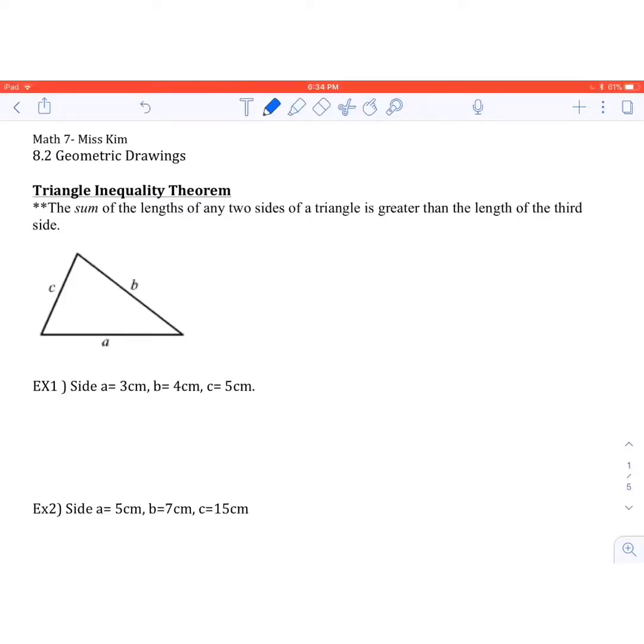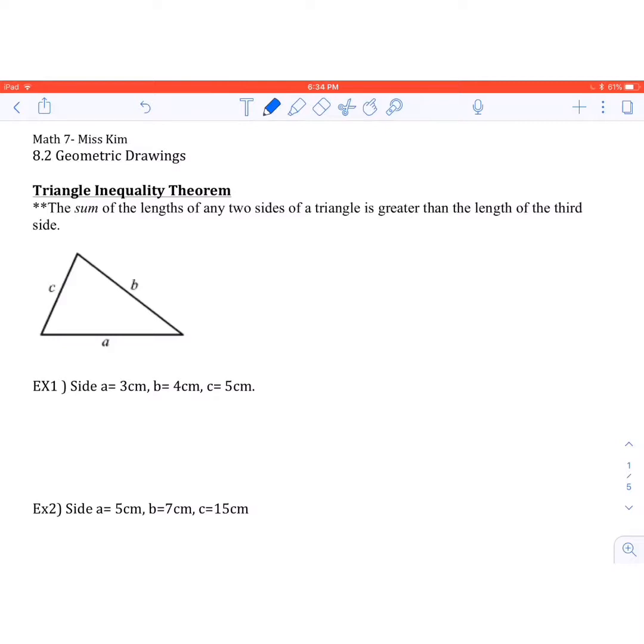Okay, so today we're going to talk about a few theorems about triangles. First thing is called the triangle inequality theorem. What it means is the sum, which means addition, of the lengths of any two sides of a triangle is greater than the length of the third side.